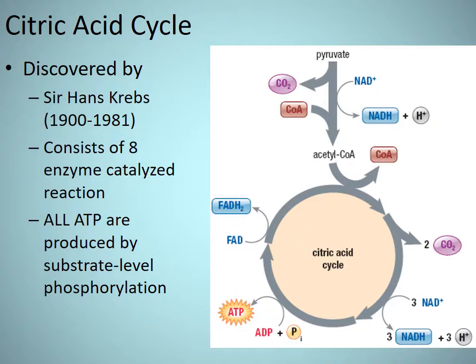Now, the citric acid cycle, or the Krebs cycle, discovered by Sir Hans Krebs back in the 1900s, consists of 8 enzyme-catalyzed reactions. There are 8 enzymes that I'd like you to know for the test, and they will basically be in the form of a matching question. You need to match the enzyme with its specific reactant. The ATP produced in the citric acid cycle is all produced by substrate level phosphorylation. Again, the enzyme here will be reforming ATP.